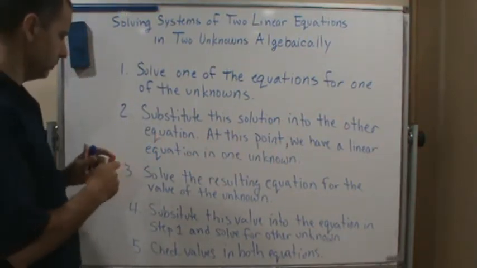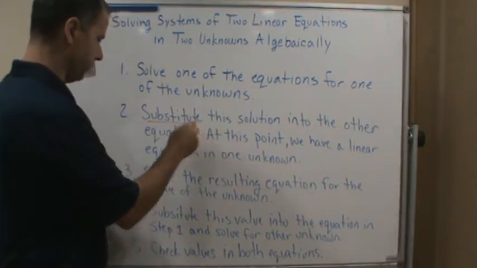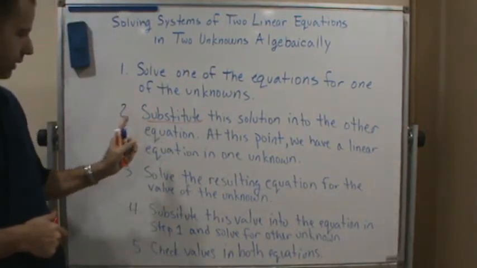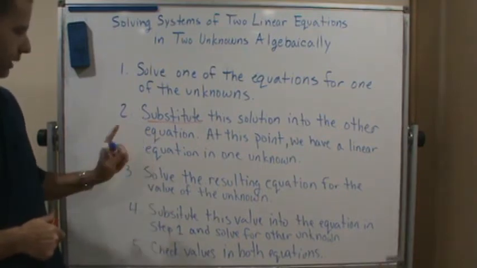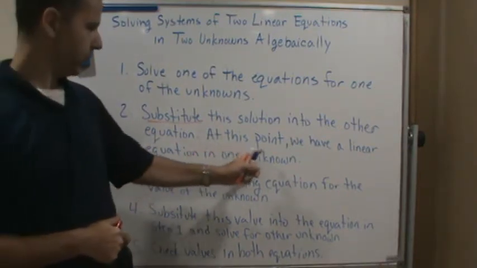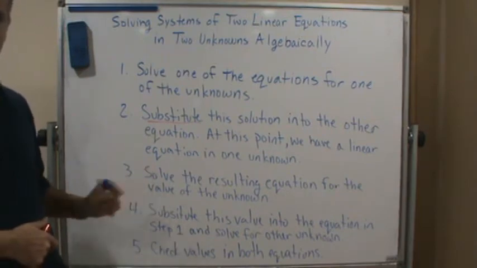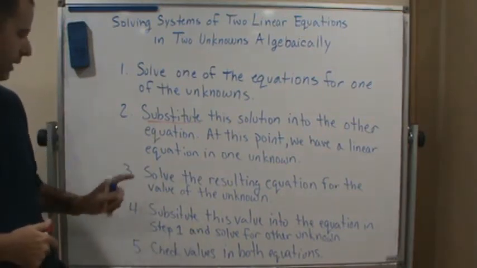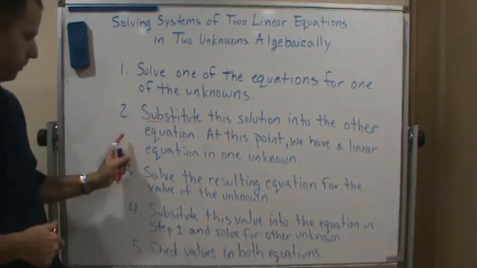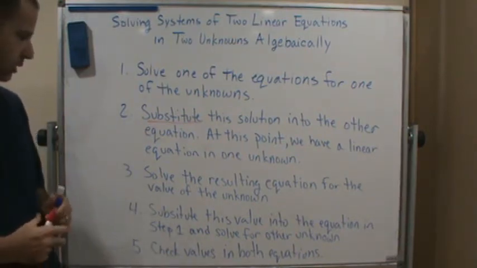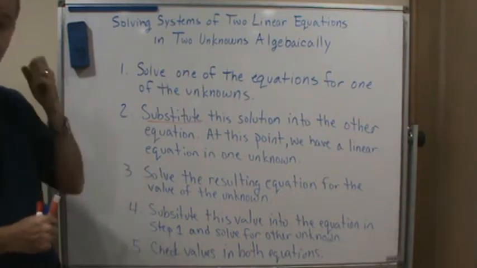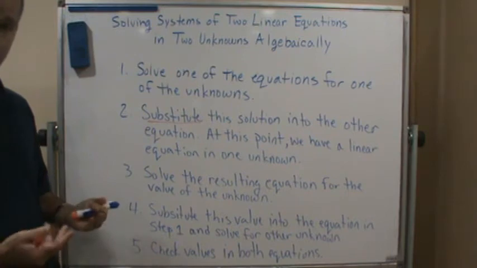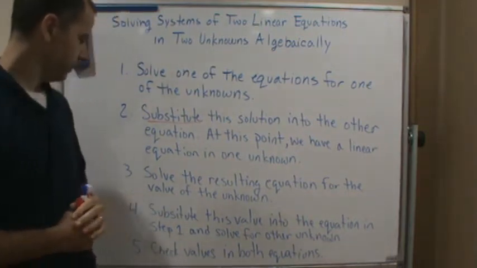So you're going to substitute what you got in step one into the other equation in step two. At this point, you're going to have an equation that has one unknown, a linear equation that only has one unknown. And then step three is you solve the resulting equation for the unknown, and then you'll end up with a value of that unknown variable.